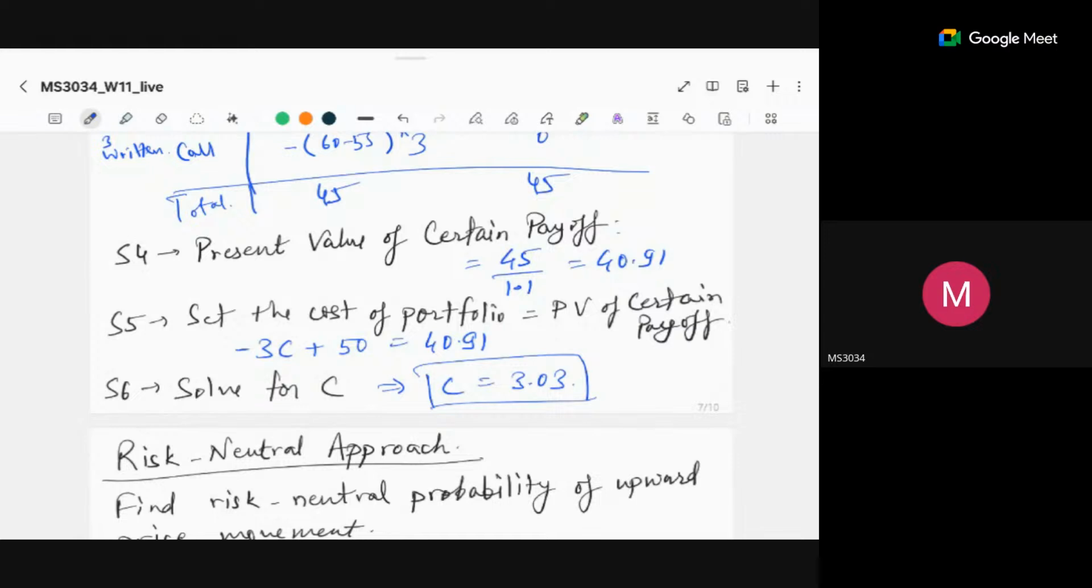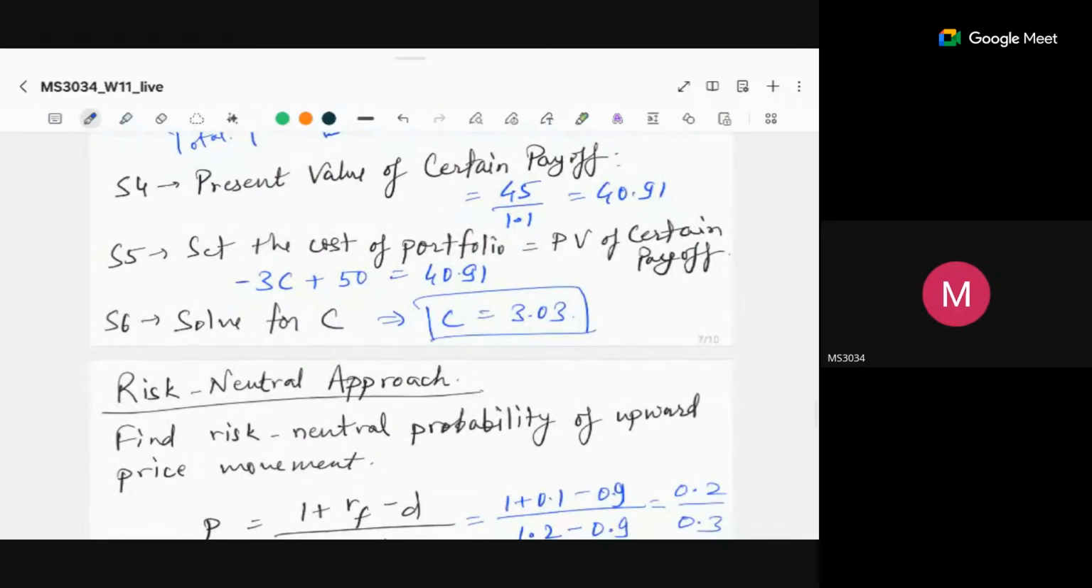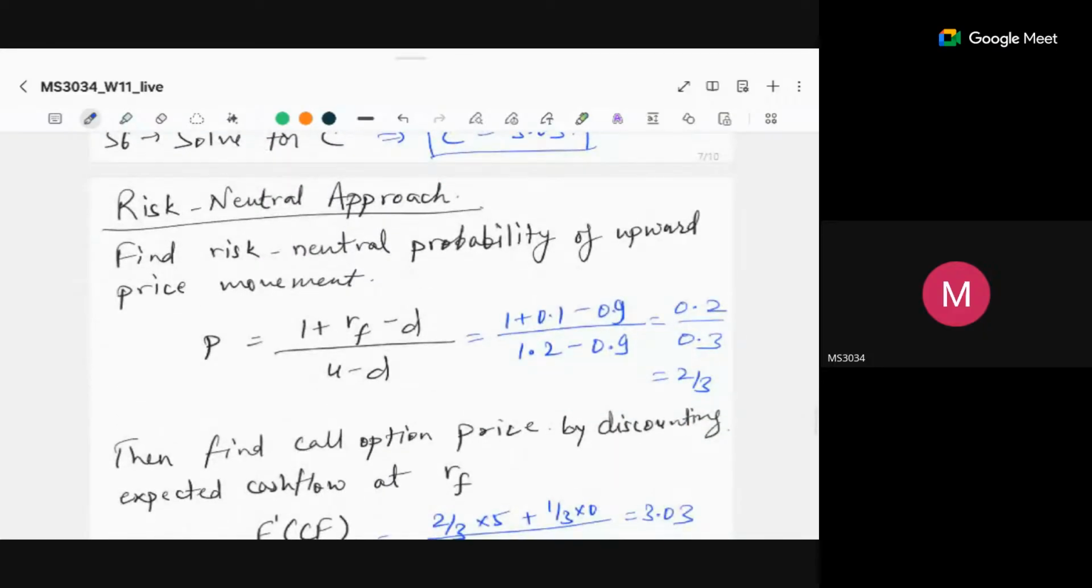So we have seen two methods to solve for the option price, and we have taken the example of a call option. Another way is following the risk neutral approach. In my opinion it is the shortest way. You need to find the risk neutral probability of upward price movement. That means, if my economic environment is risk neutral, what is the probability that my price will go up, so the price goes to 60 in our example?